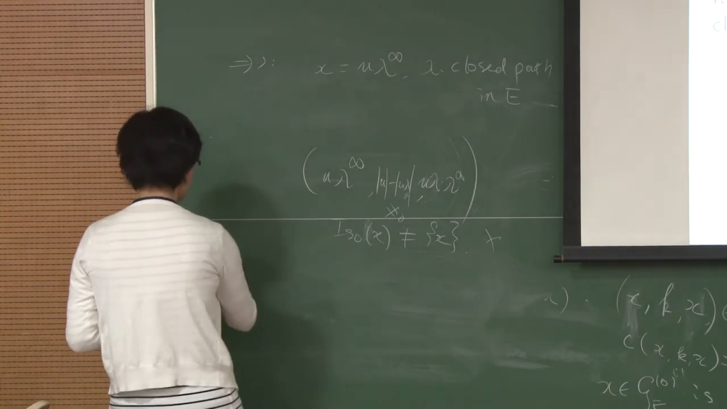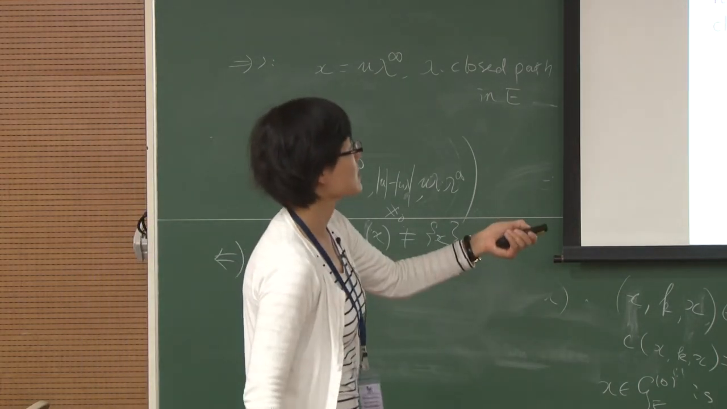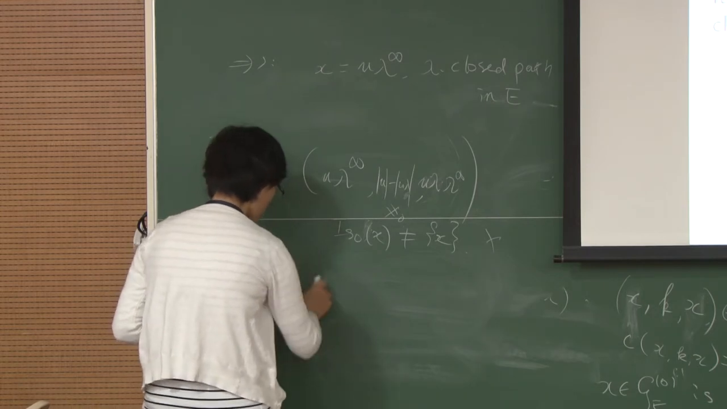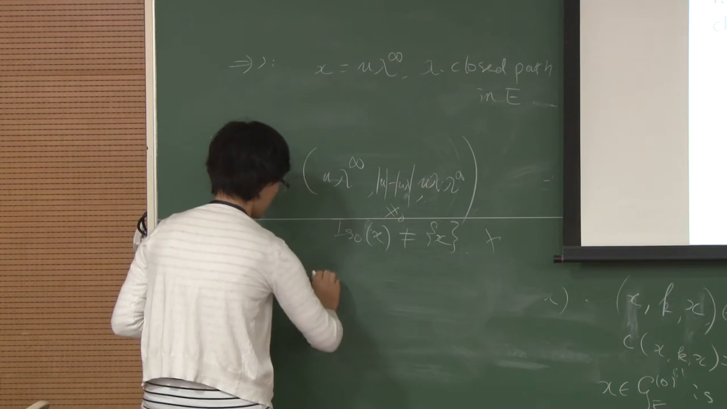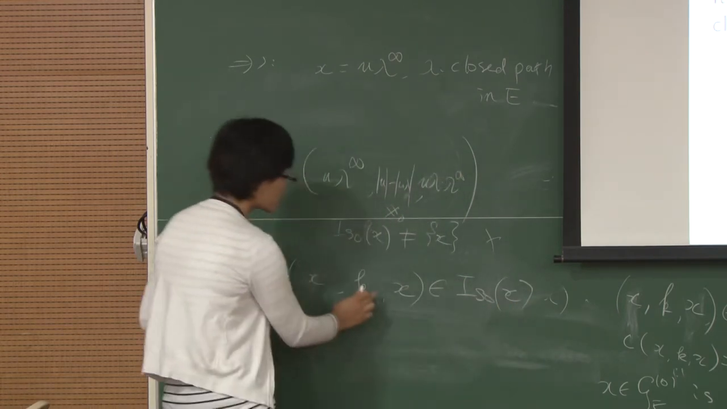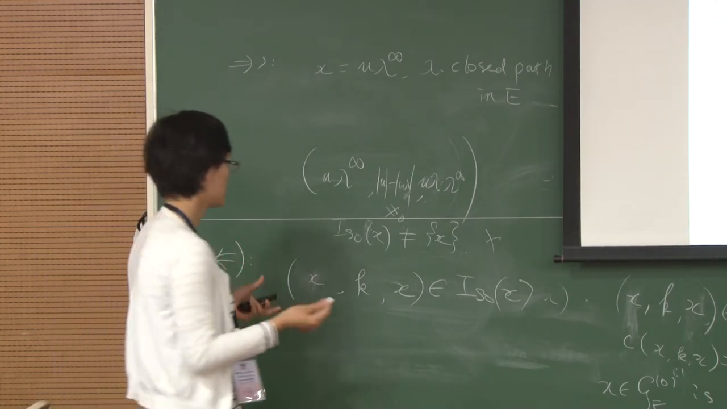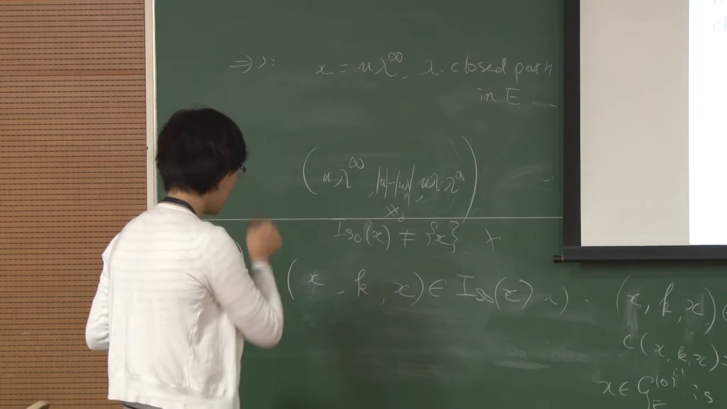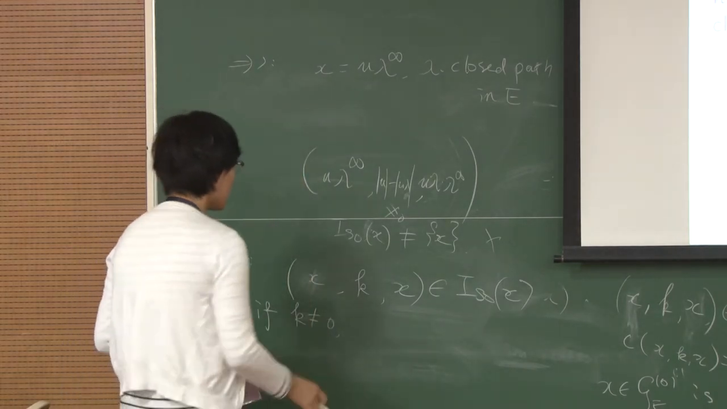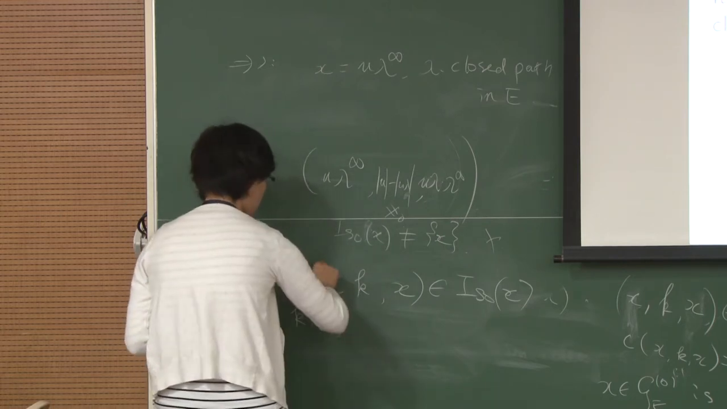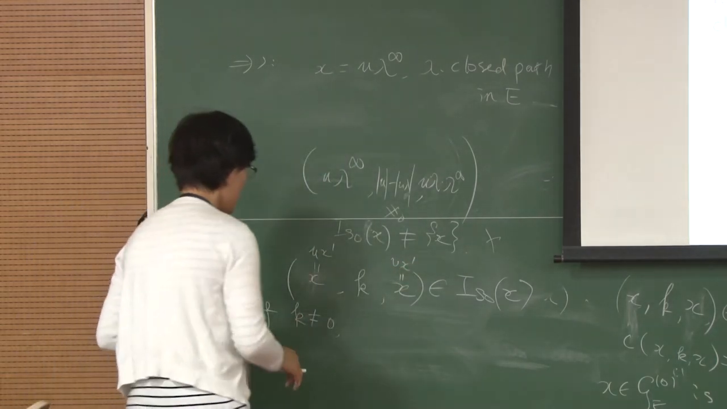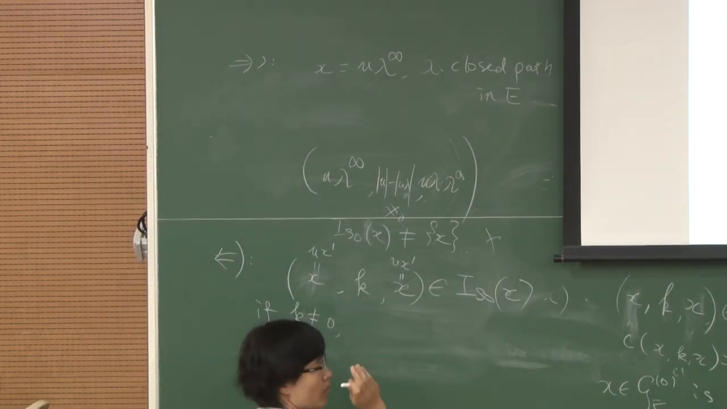So the other way, suppose x is not in this form; we need to prove the isotropy group just contains x. We suppose (x, k, x) is in the isotropy group of x. Then we need to show that k must be zero. So we suppose k is non-zero. Let me remember, this is a triple, so we can write it as mu x prime, and x is nu x prime. So this is a triple in the groupoid.